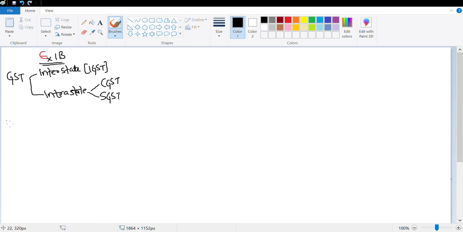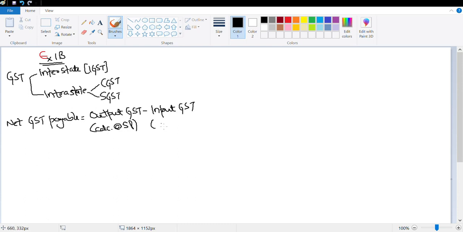And then we talked about net GST payable for a dealer, which is equal to output GST minus input GST. Output GST is calculated at SP and input GST is calculated at CP. These are the things that we've done till now.